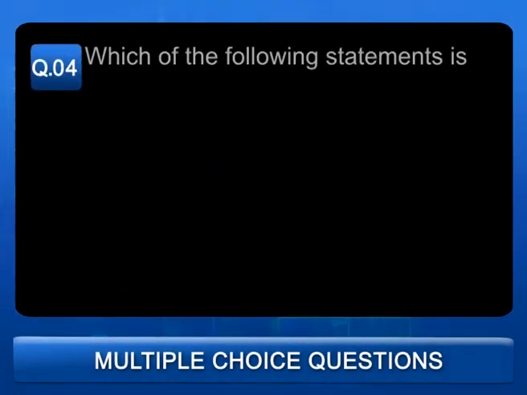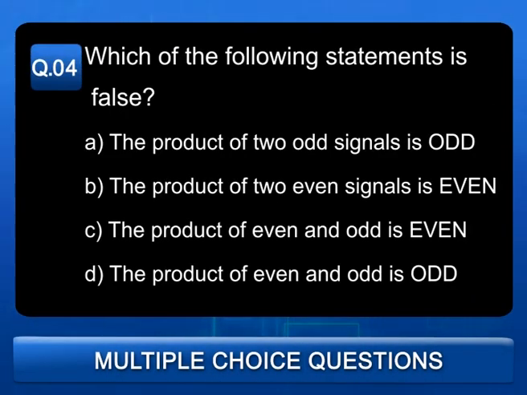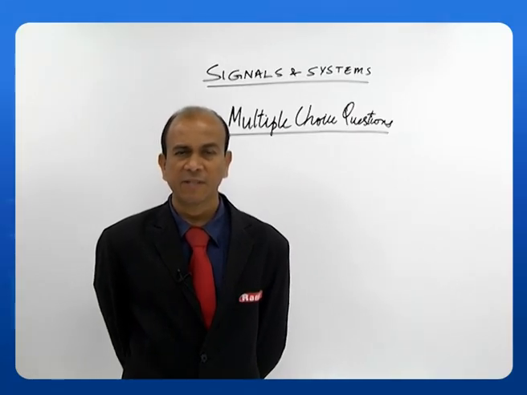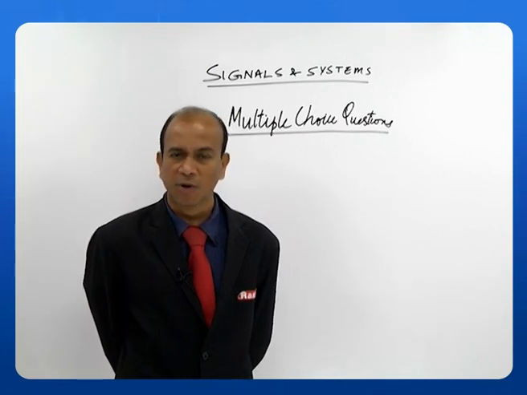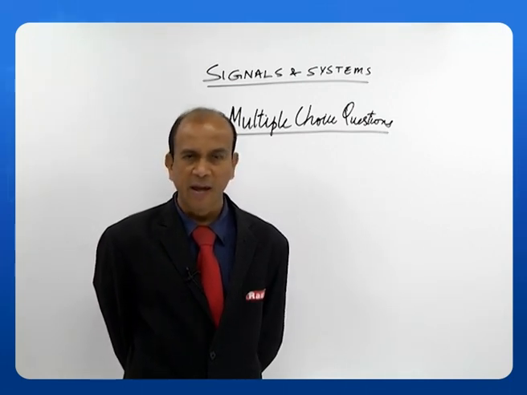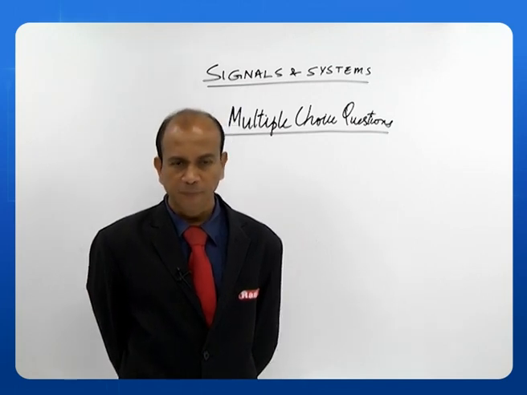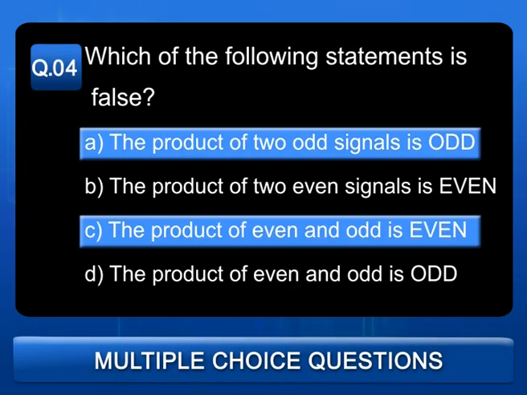Let's move on to question number 4, which says which of the following statements is false. A, the product of two odd signals is odd. B, the product of two even signals is even. C, the product of even and odd is even. D, the product of even signal and odd signal is odd. Earlier we have seen one case where we said the product of two odd signals is not odd. So of course A is a false statement here. So you have to find out if there are others also false. So the answer is A and C.